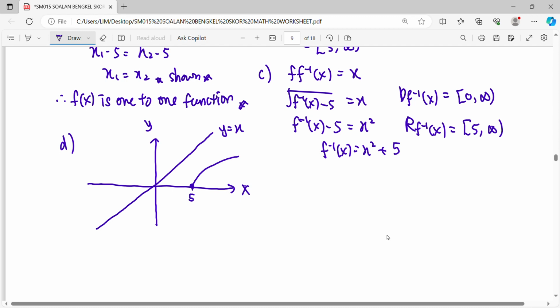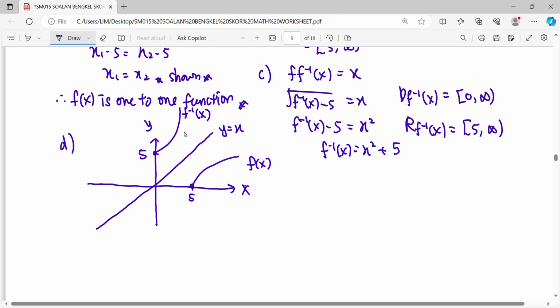Once you get this graph correctly, this is your function f(x), and on your reflection, you can get your f inverse. Make sure you draw it symmetrically. Your object and your image must be the same size and the same distance from the axis.